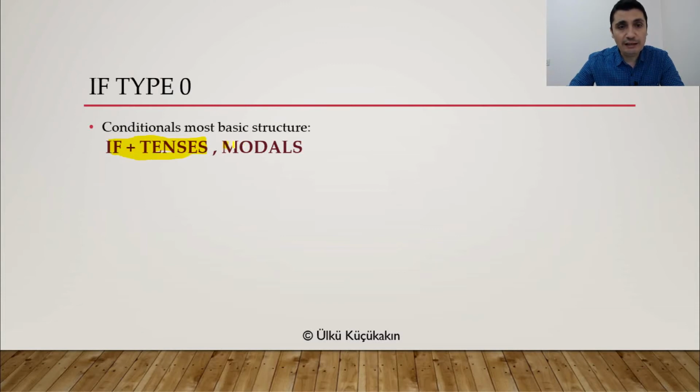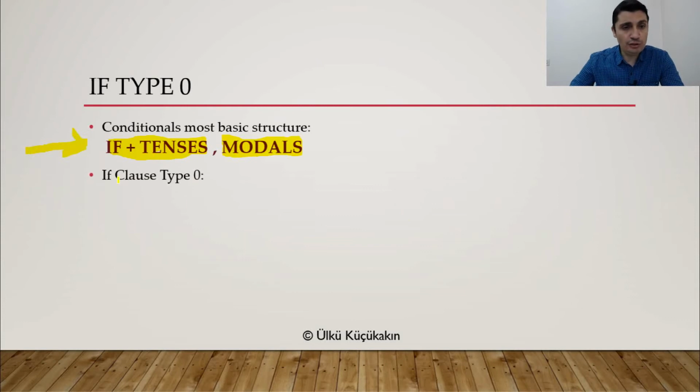And then in the main sentence, in our real message, in our main clause, we have a modal. This is usually what happens in different types of if. There are also some exceptions to this, but still, if you have troubles remembering the structure, just try to remember this one. After if, usually we have a tense, and in our main sentence, we usually have a modal.